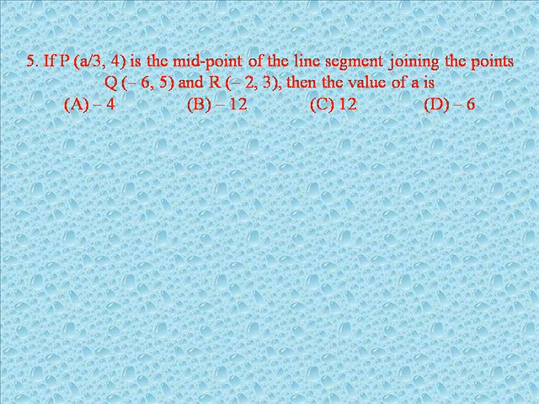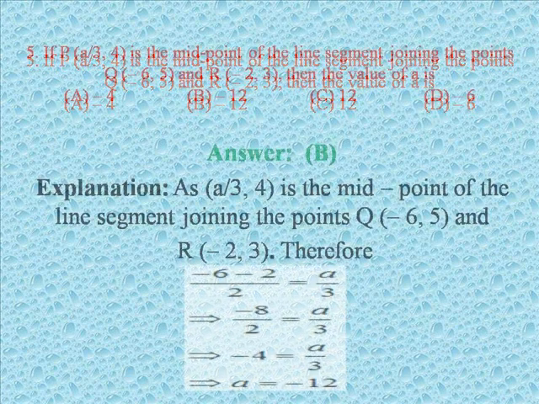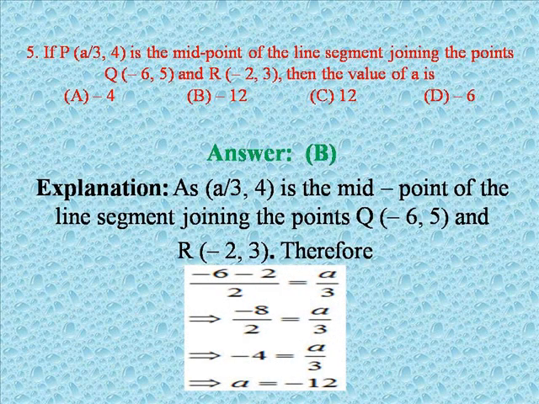Question number 5. If P(a/3, 4) is the midpoint of the line segment joining the points Q(-6, 5) and R(-2, 3), then the value of a is. You have four options. Let me show you the answer. Answer is option B, that is a equals -12. You can see the explanation given.